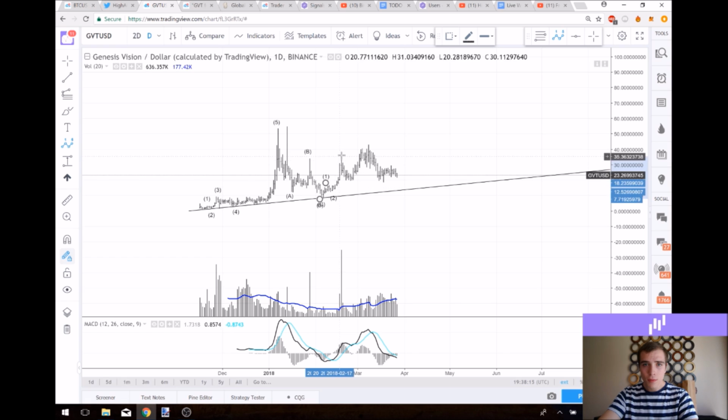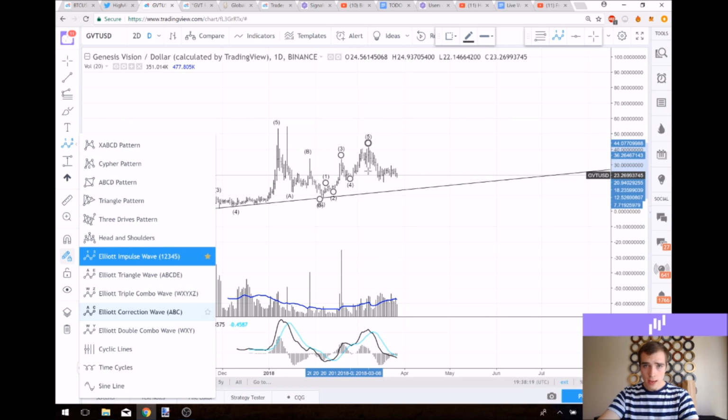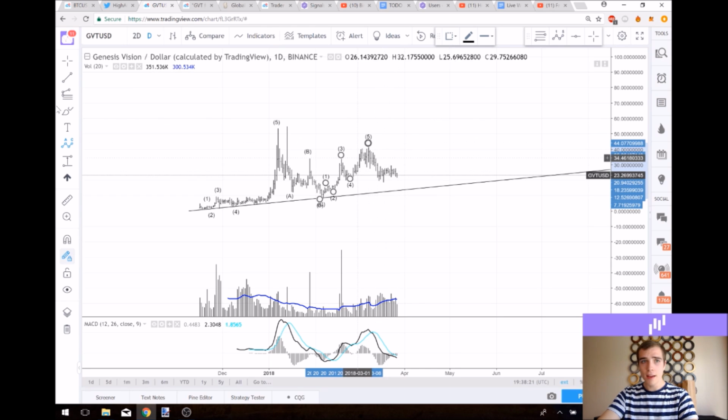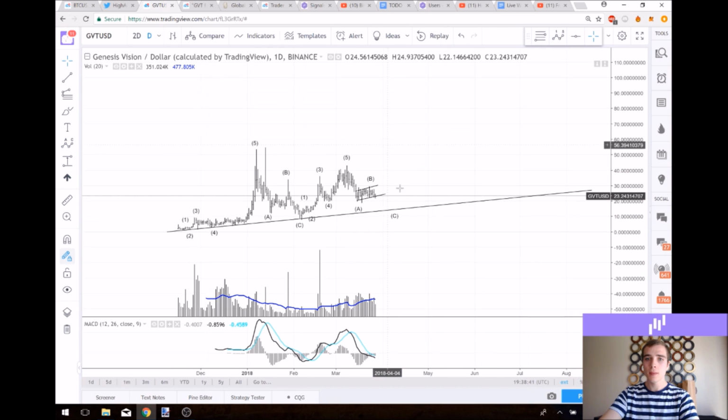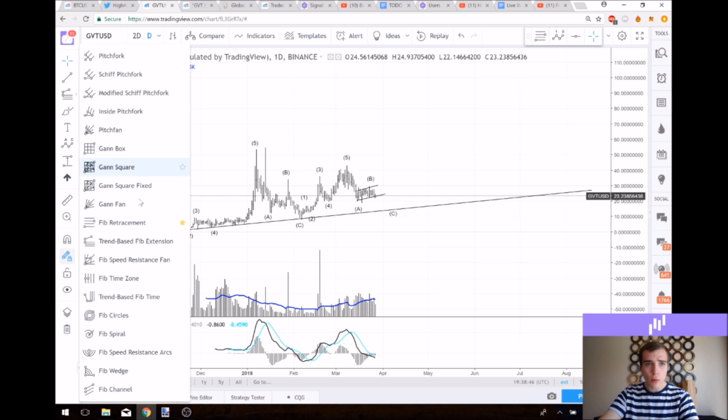So this is a 1, 2, 3, 4, 5. But the difference is that if this isn't the bottom, if we don't see a bounce off this oversold zone like I'm expecting to, this could potentially be a bearish flag. And we could see another lower low like this, an A and a B and a C back to the lowest trend line. That would put us at about $14. That would be about a 786 retracement of this wave set.